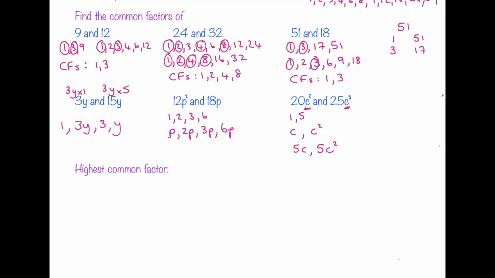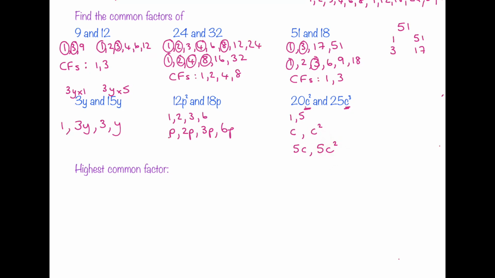If we just, for example, chose 5c, we can think that we would have to multiply that by 4 to get the 20 and c to get the c squared. If we were multiplying 5c by something to get 25c cubed, then we'd be doing 5 times 5, it gives us a 25, and c times c squared would give us a c cubed. So 5c times 5c squared would give us 25c cubed. And we can see that 5c squared is one of our common factors here. Okay, great stuff.